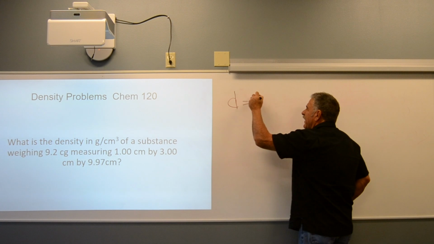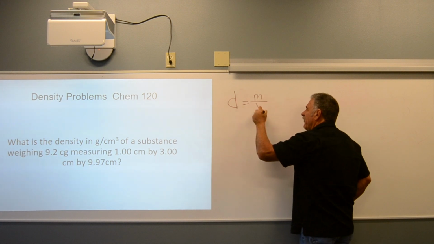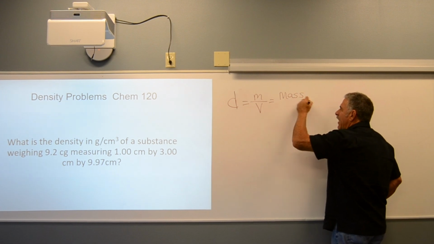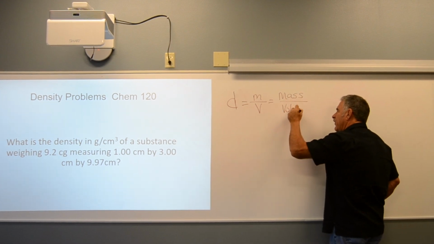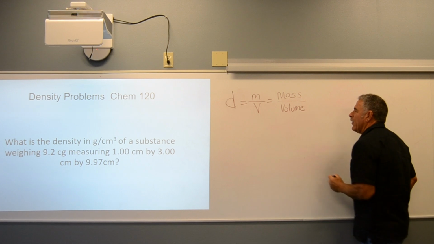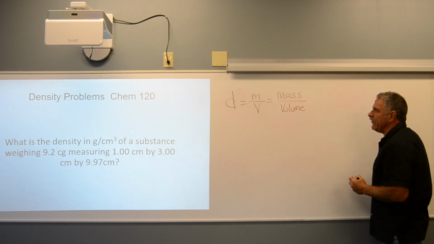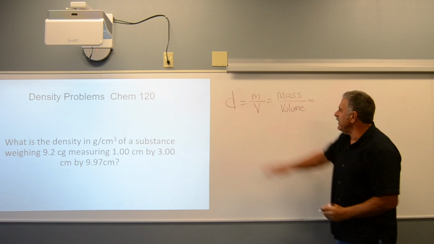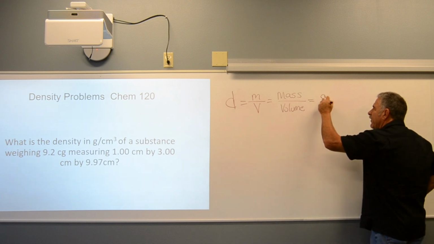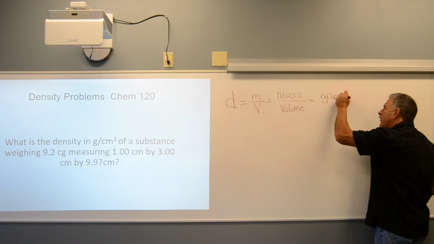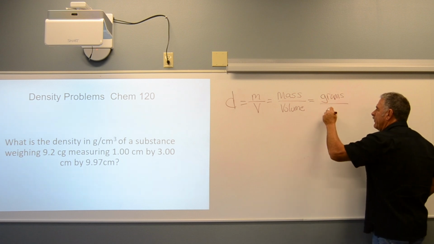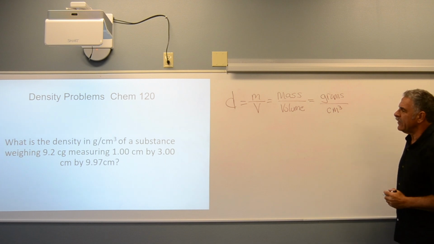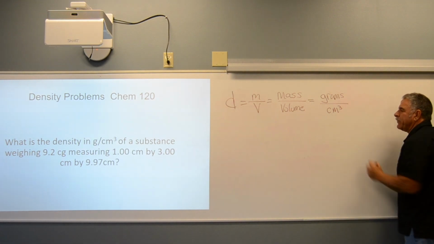Okay, so what is density? Density is defined as mass over volume. Mass divided by volume. Okay? And in this case, we want that density defined in grams per centimeter cubed. Okay? Grams, little g, right?